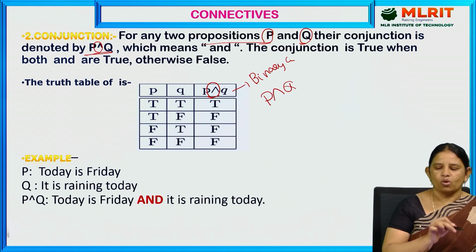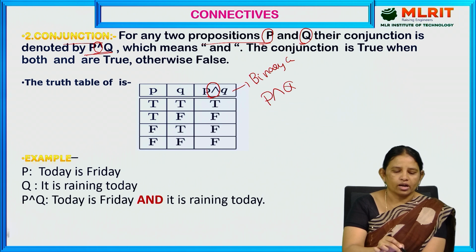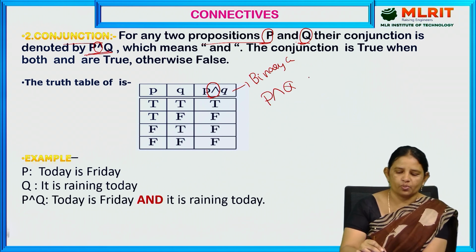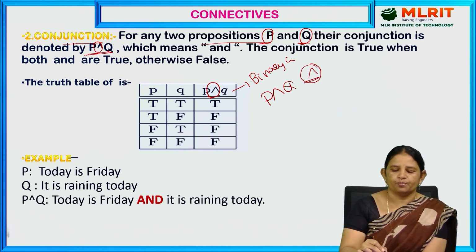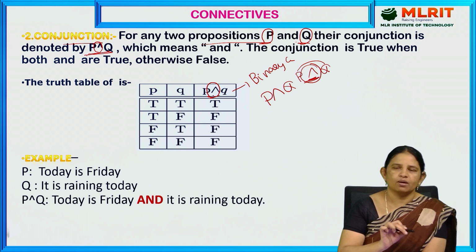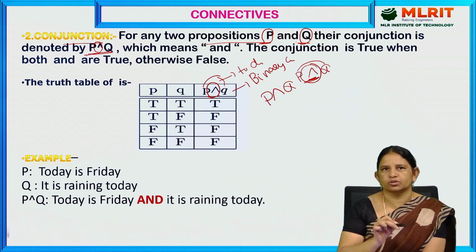What is the meaning of P and Q? The second logical connective is conjunction. For any 2 propositions P and Q, the conjunction is denoted as P ∧ Q. These 2 propositions are connected by using the logical connective called and. In the case of conjunction, this is a binary operator because we use 2 propositions to derive the conclusion.